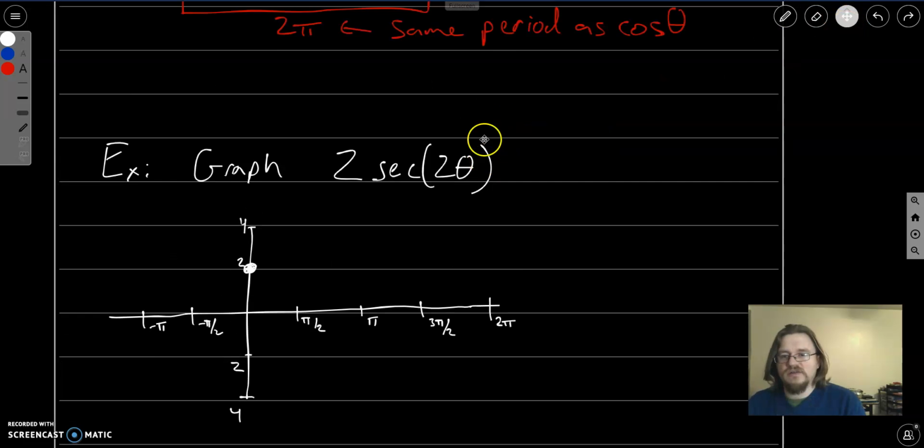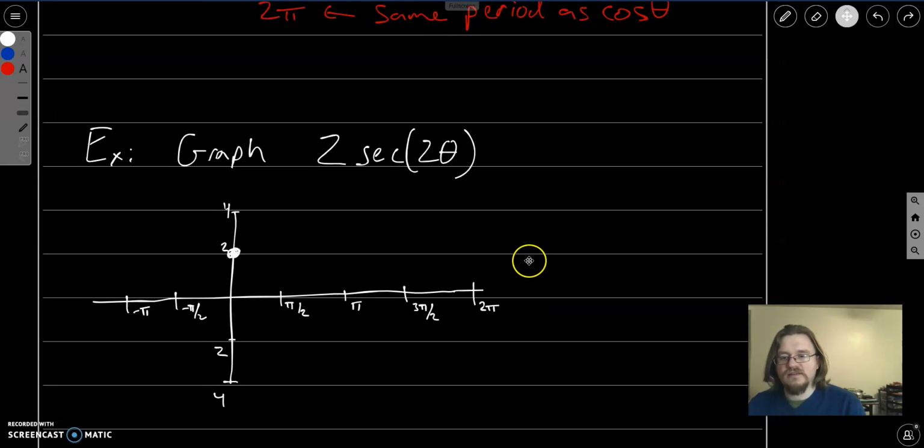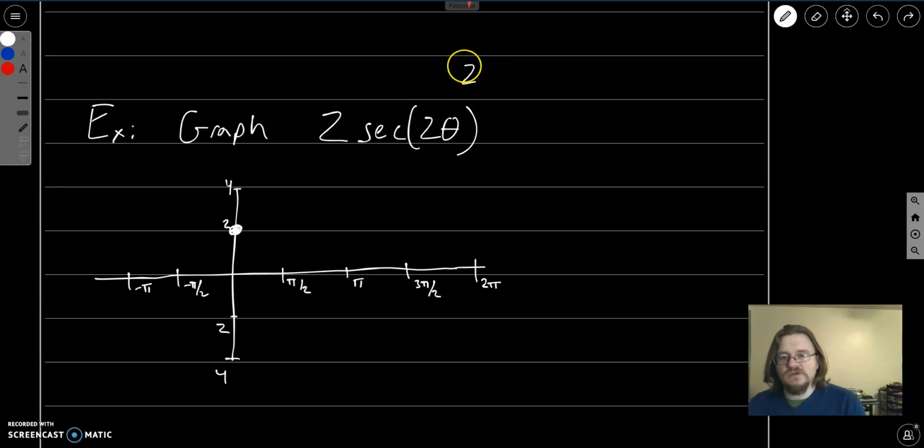Well, we know that when we plug in pi halves into the secant, we get an asymptote. So if 2 theta is ever equal to pi halves, we have an asymptote. But that means that theta here is going to be equal to pi fourths. At pi fourths, if you plug pi fourths into this equation, we have an asymptote. So halfway between 0 and pi halves, we have an asymptote.